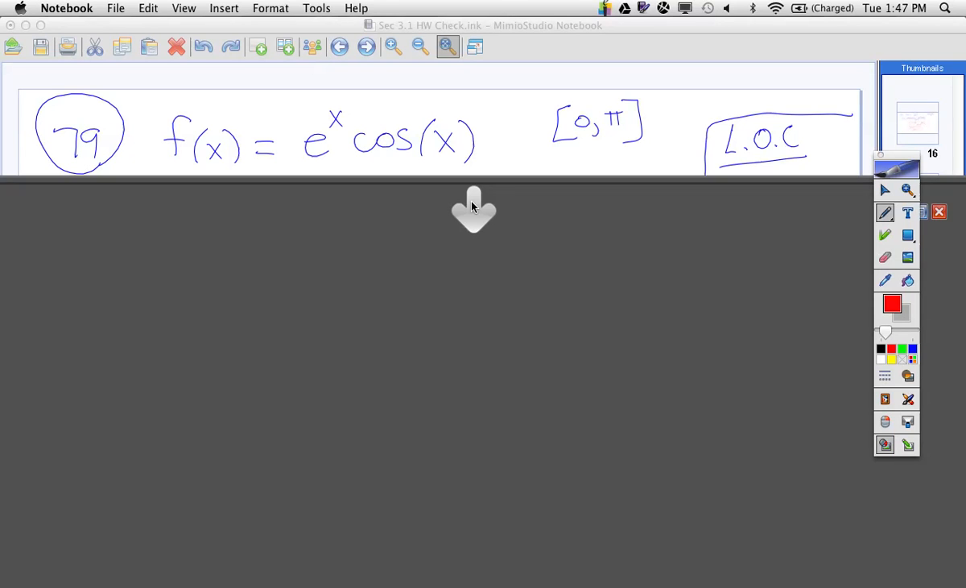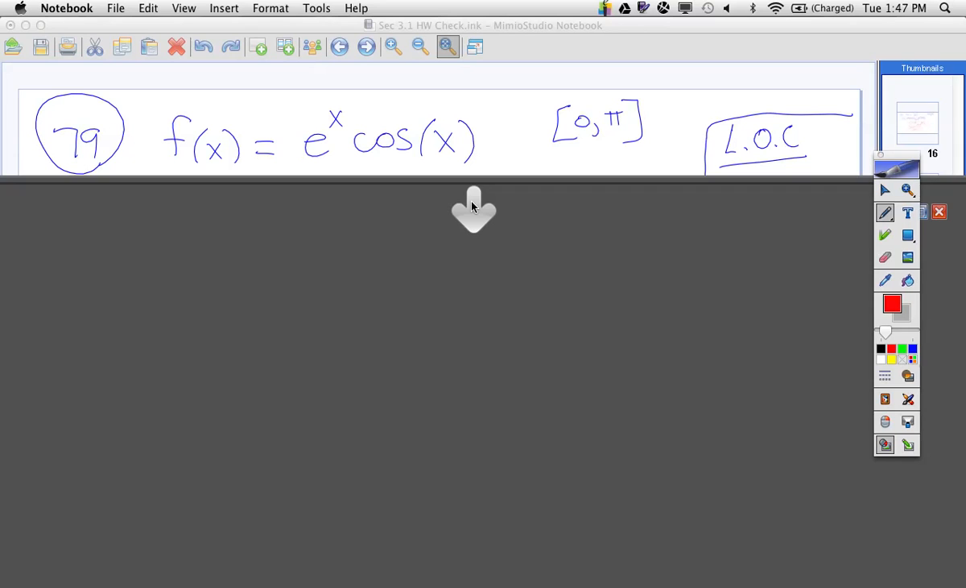All right, so on 79, we're given this function. Now this is where it all kind of comes full circle. This is where we tie it all in with what we were doing back in chapter 2 and chapter 1 with max min. They happen to choose a global max min problem here.